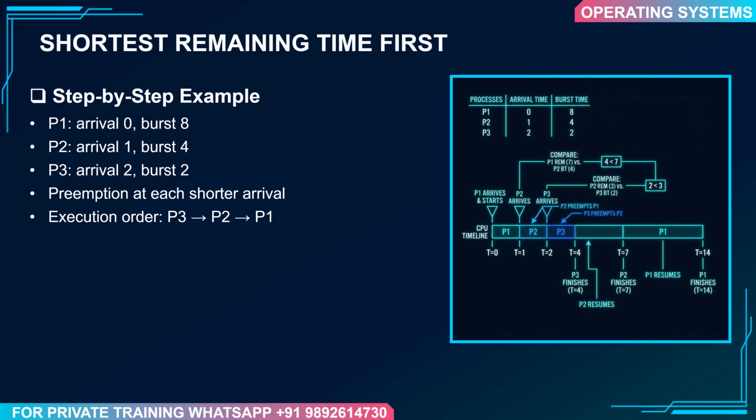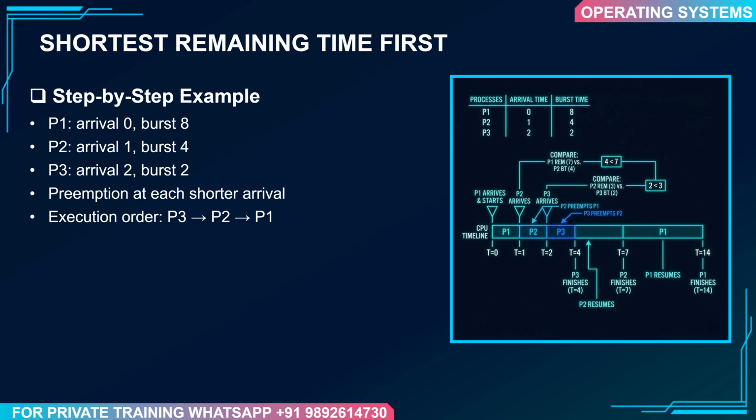Let's take a simple example to see how this works step by step. Consider three processes. Process P1 arrives at time 0 with a burst time of 8 units. Process P2 arrives at time 1 with a burst time of 4 units. Process P3 arrives at time 2 with a burst time of 2 units. Now, at time 0, only P1 is available, so it starts executing.